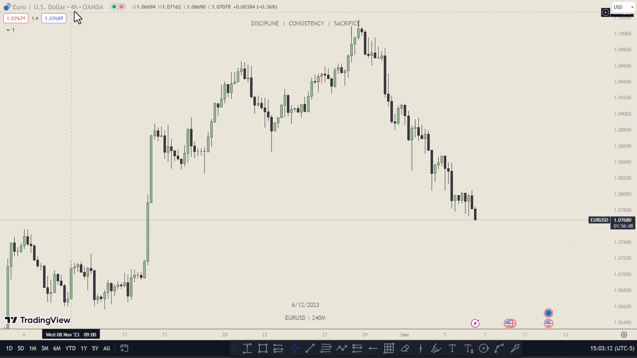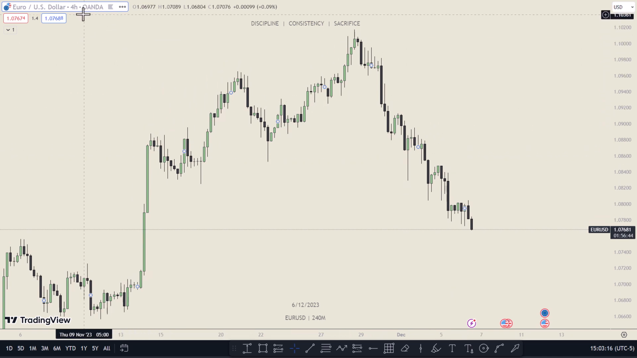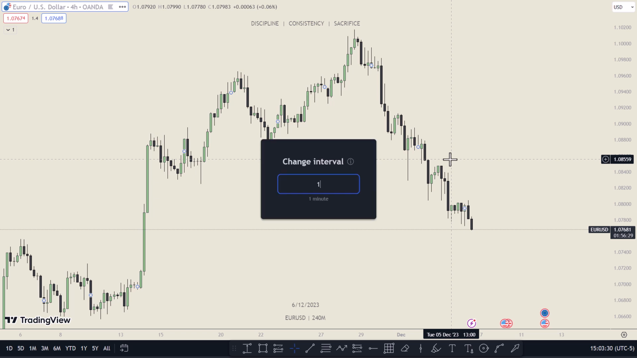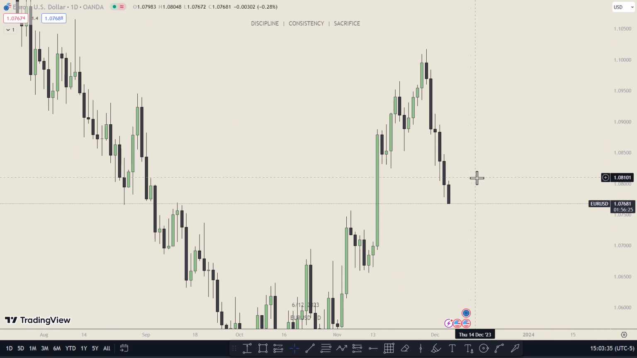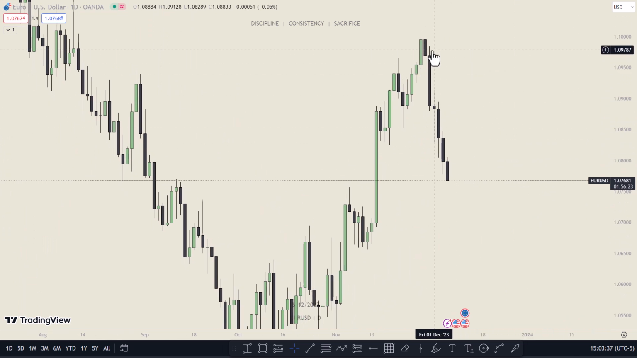Starting with the 4 hour, we need the bias on the higher time frame. And why did I choose the 4 hour and not the daily or the weekly? I received a lot of DMs about this. If you go to the daily time frame, we can see that we don't have really much to work with. All we have here is 5 or 6 down close candles.